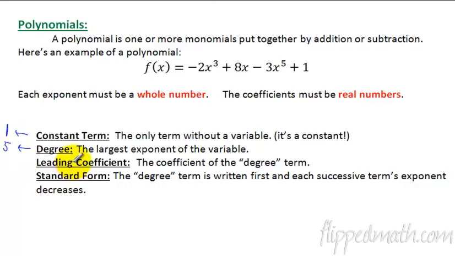The leading coefficient is going to be the coefficient of the degree term. So here's our leading coefficient, but it's not just a 3. Be careful there. It is a -3. So there's my leading coefficient.